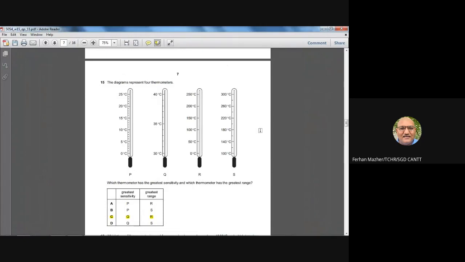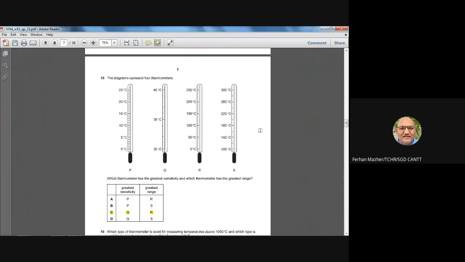So the most sensitive will be... because they all have the same length of the thermometer. So in them the comparison is easy. If the length of the thermometers is the same, then the sensitivity can be compared easily. The one which has the least range will be the most sensitive. So for question number 15, C is the right answer, sir.